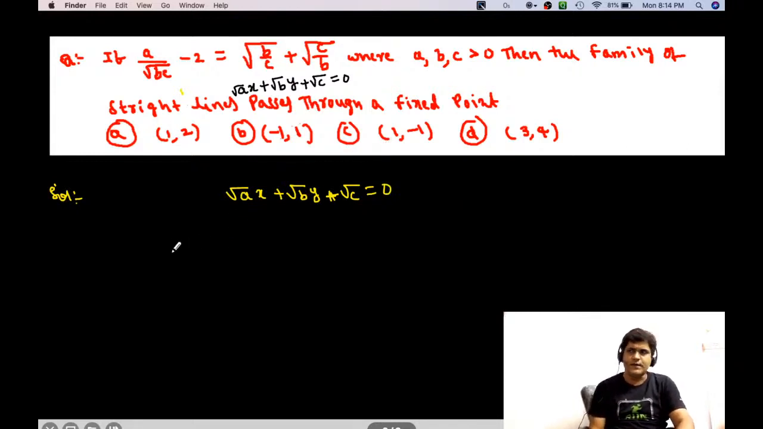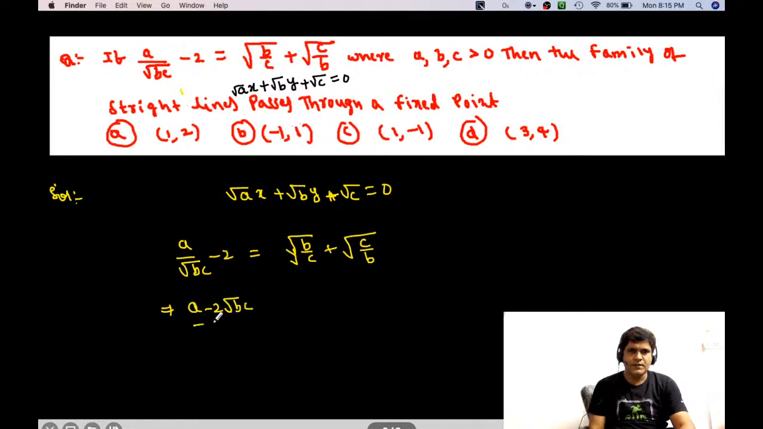So now take the given condition. What is the condition? A by root bc minus 2 is equal to root b by c plus root c by b. This is the given condition. Now what you do is, this is nothing but a minus 2 root bc by root bc is equal to, this can be written as root b by root c plus root c by root b.